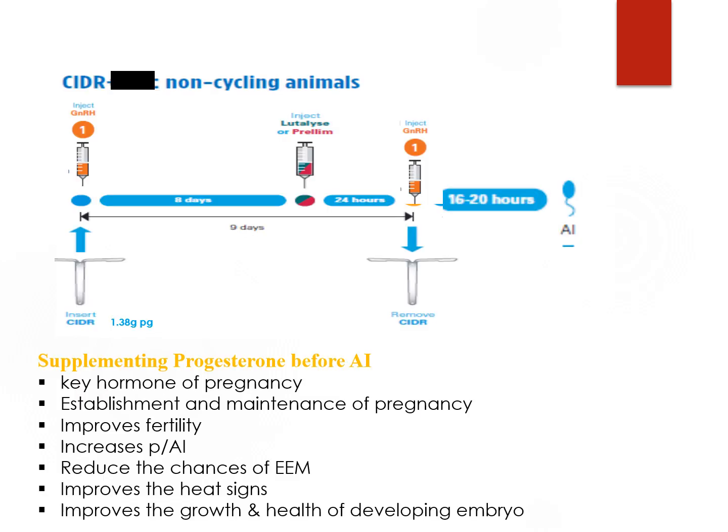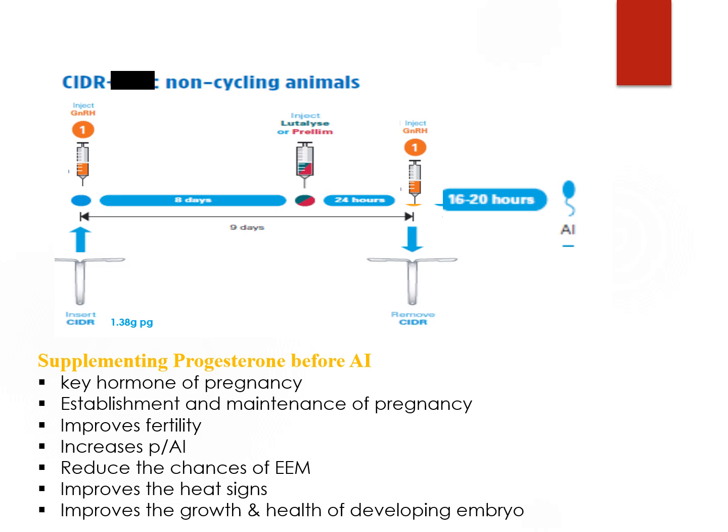This Ovsynch protocol is meant for non-cyclic animals. It is almost similar to the standard Ovsynch protocol, or the protocol which is used for cyclic animals. The difference is that in this protocol we insert a CIDR, controlled internal drug releasing device, which contains 1.38 grams of progesterone. We place this CIDR for approximately 8 days in the vagina of the animal. Next to that, this protocol is similar to the standard Ovsynch protocol, which is meant for cyclic animals.